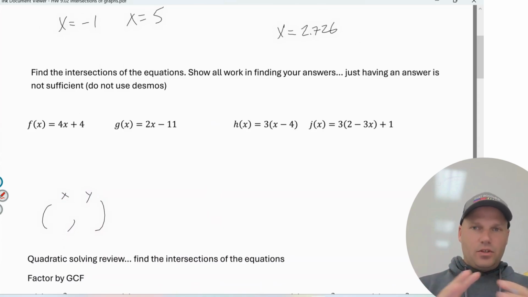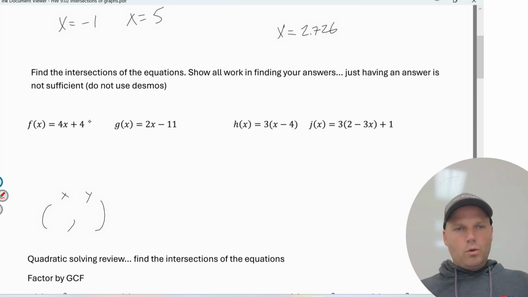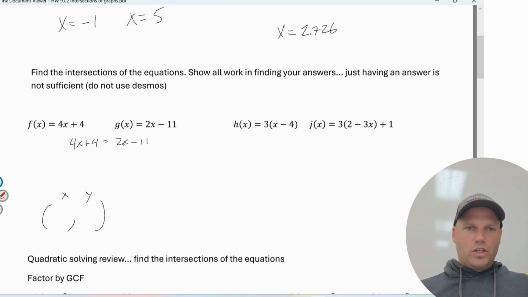Let's say we can't graph, we don't have a calculator. What we would do is set up equations like this, set the two equations equal to each other to find what is the x that will make both of the y's the same. You will solve this algebraically. You'll subtract 2x, you'll subtract 4. When I subtract 4, I get negative 15. And when I divide, I get x equals negative 15 halves. And that is half of my intersecting point.